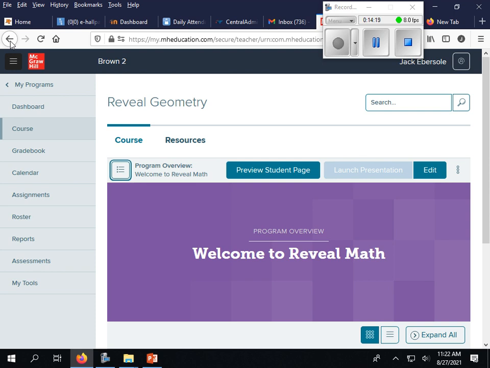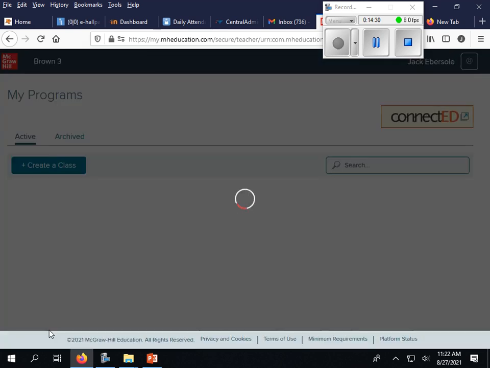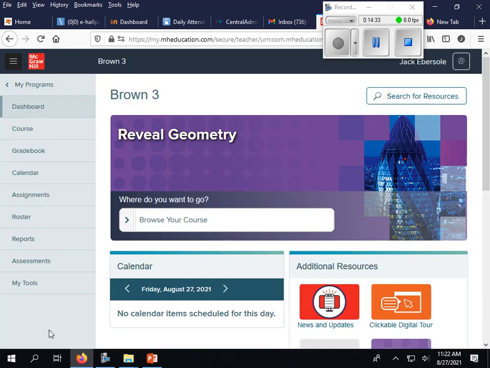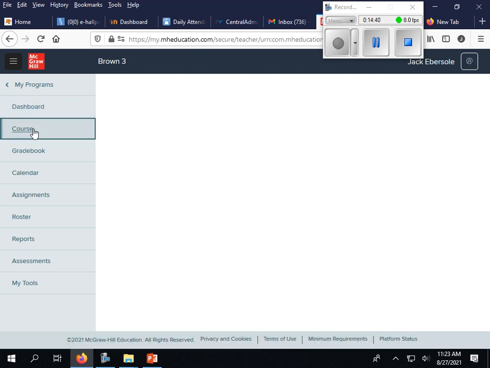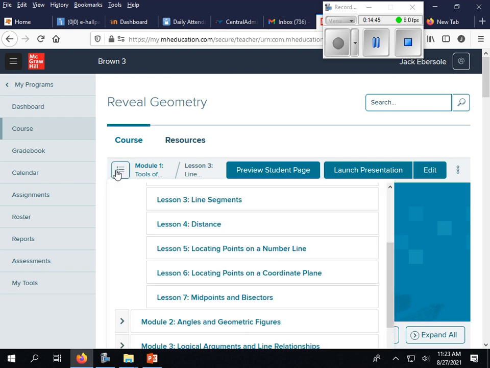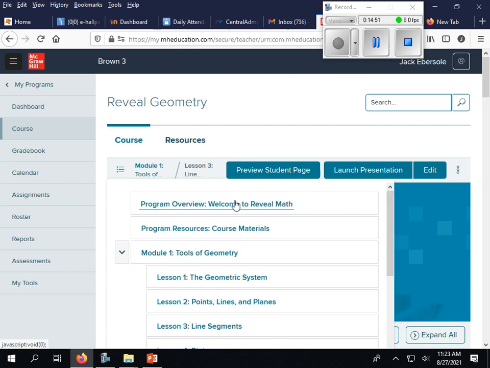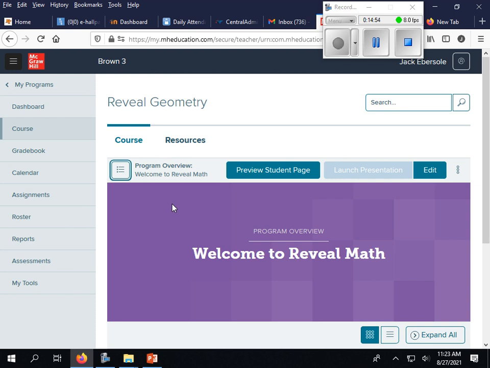At first, you're someplace like this, only yours only has one book on it, right? We're what class? So we click on Brown 3, we'll go to it. Then it looks like this. Does that look about the same? Go to course. We want to go to course. Mine's messed up because I've been messing with it all day long. When you go to course, it looks something like that. It says, welcome to reveal something. Everybody with me to that point?